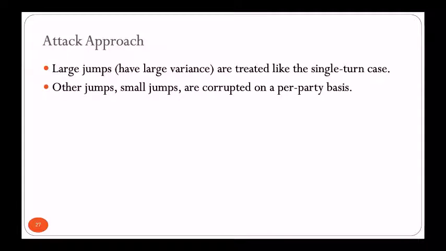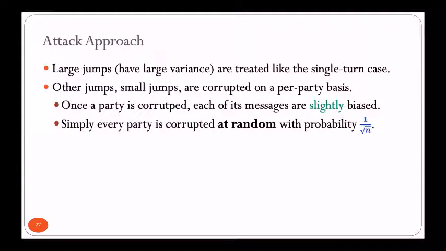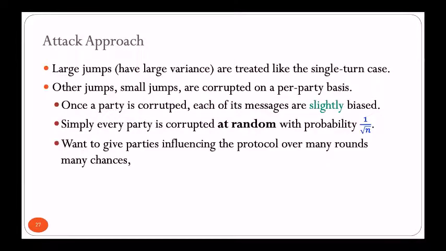On the other hand, small jumps are now going to be corrupted on a per party basis. So even once we corrupt a party, we're only going to slightly bias its message since we need to use it over many rounds. And how are we going to understand when to corrupt that party? Well, the nice thing is that we're going to do this totally at random with probability 1 over square root 10. But there might be a problem, right?